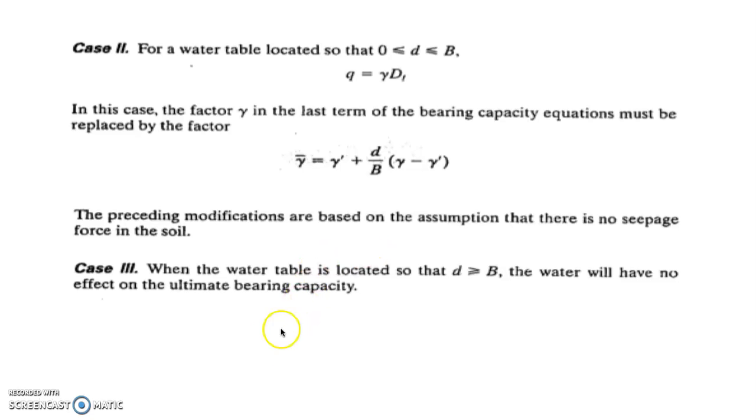For case 3, meaning our water table is located so that the width of the foundation, B, is less than the small letter d, the water will have no effect on the ultimate bearing capacity.